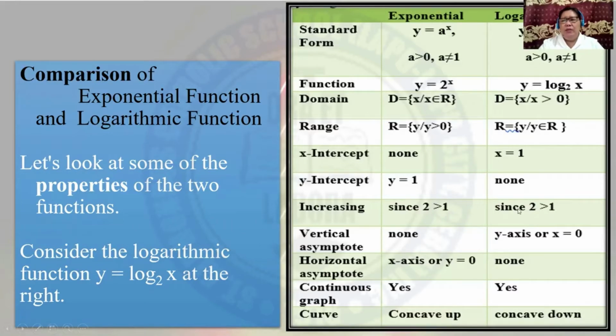And also with the logarithmic function, there is no vertical asymptote for exponential, but for logarithmic, we have the y-axis, or the line x is equal to 0. For the horizontal asymptote, for exponential, we have the x-axis, or y is equal to 0, and none for logarithmic function. And the graph is continuous for exponential as well as for logarithmic. And the form of the curve is, for exponential, it is concave up, while for logarithmic, it's concave down.